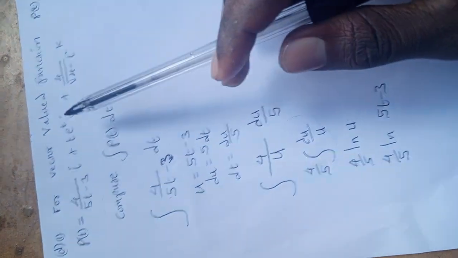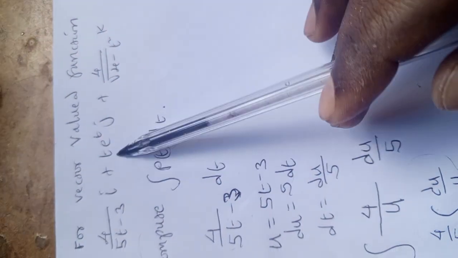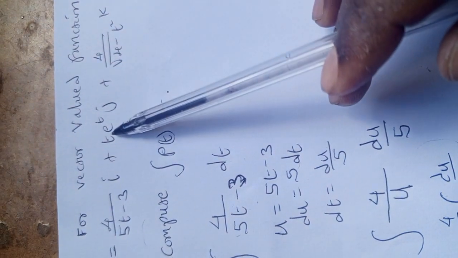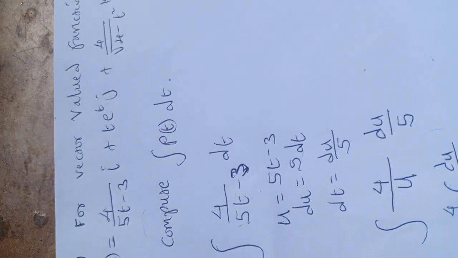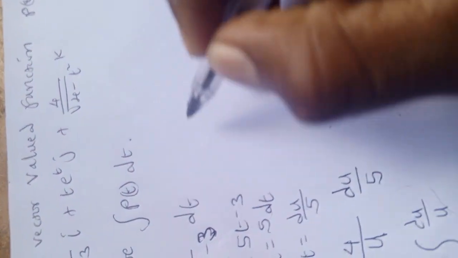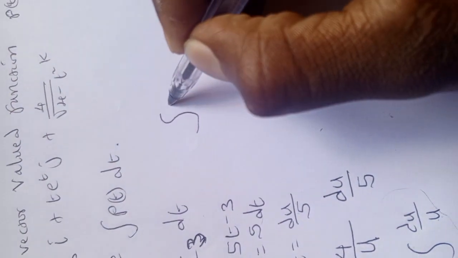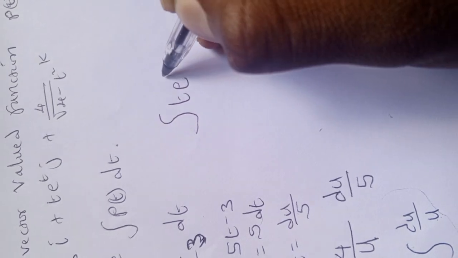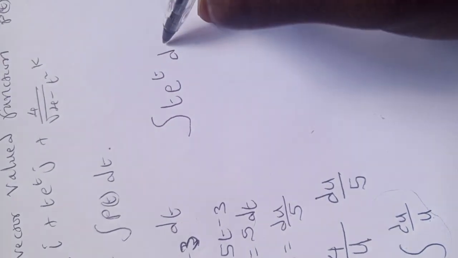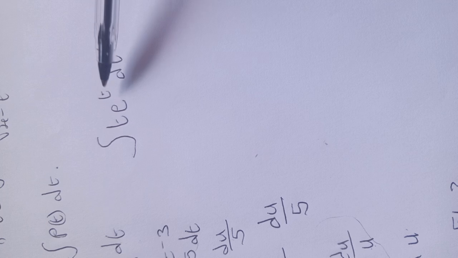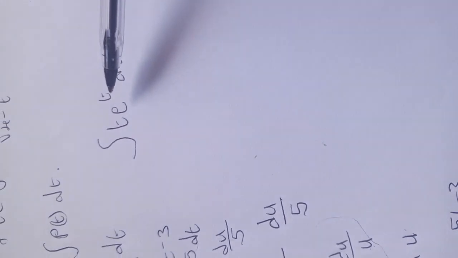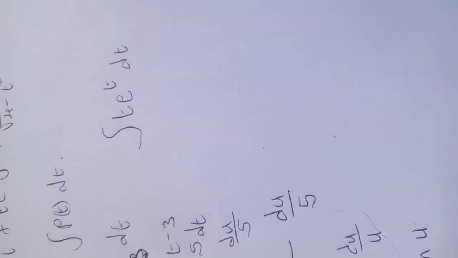We have to go to the second component, which is t e to the power t j, the component for y. So we integrate it individually as well. So the integral of t e to the power t dt. Now when you look at this, it is a product of two functions. When it's a product of two functions, we are going to use integration by parts.